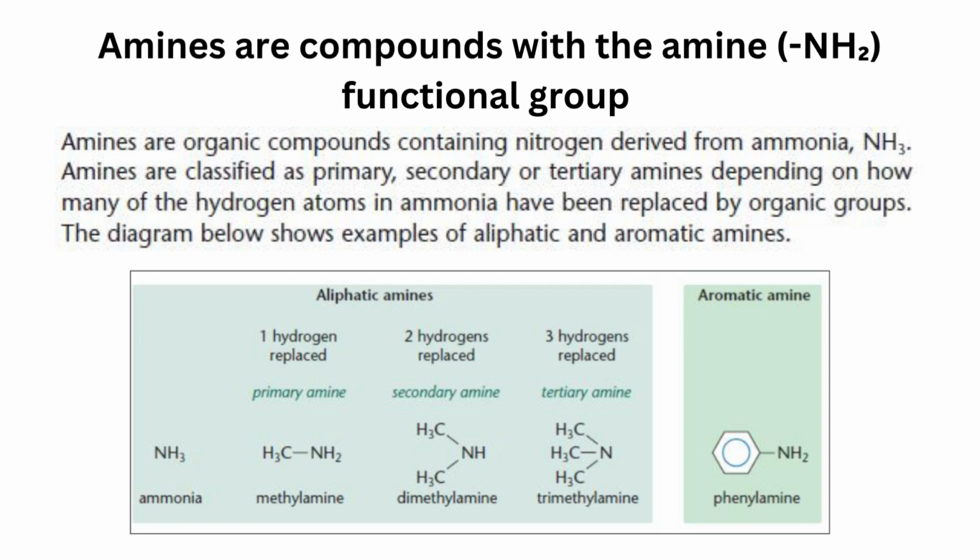The diagram below shows examples of aliphatic and aromatic amines. Examples of aliphatic amines include methylamine, dimethylamine, trimethylamine. An aromatic amine example is phenylamine.